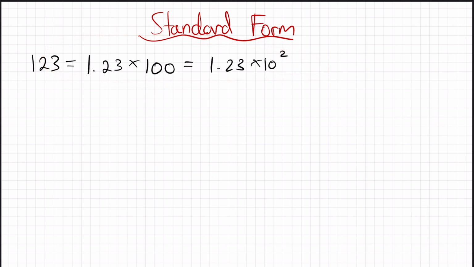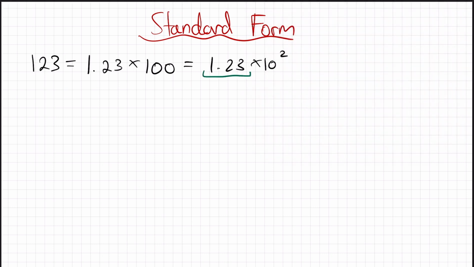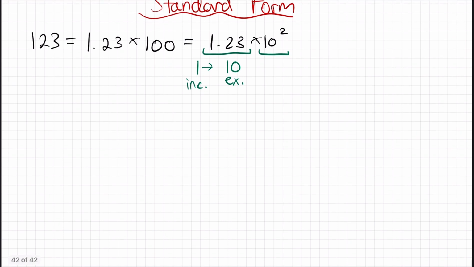The reason it's called standard form is because you always get it in the same form. The first number is from 1 to 10, but it can't be 10, so it's 10 exclusive and 1 inclusive, and it always has this times 10 to some power. This means that if you have a decimal number, it can also be written in standard form.